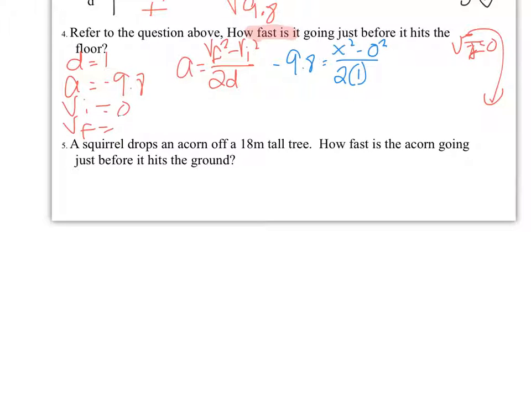Combine like terms. So 2 times 1, well, that's just 2. 0 squared is just 0. So I can ignore that part. Again, always start by cross multiplying once you've combined your terms.